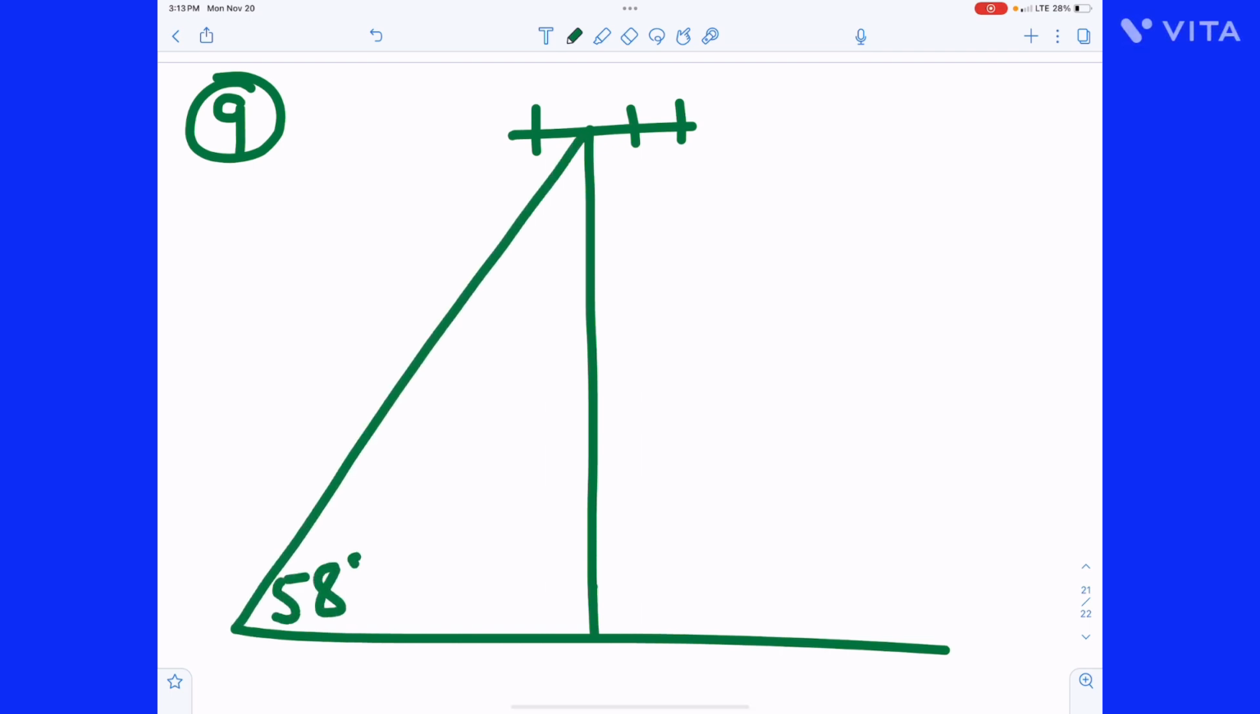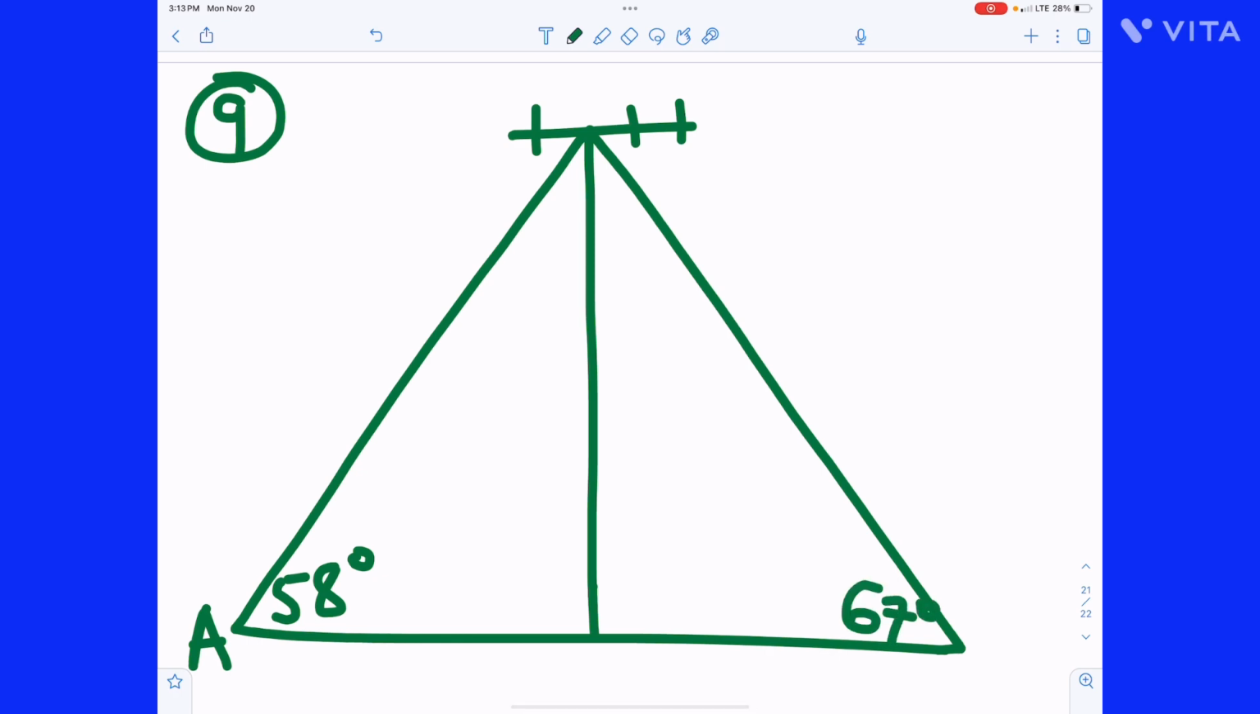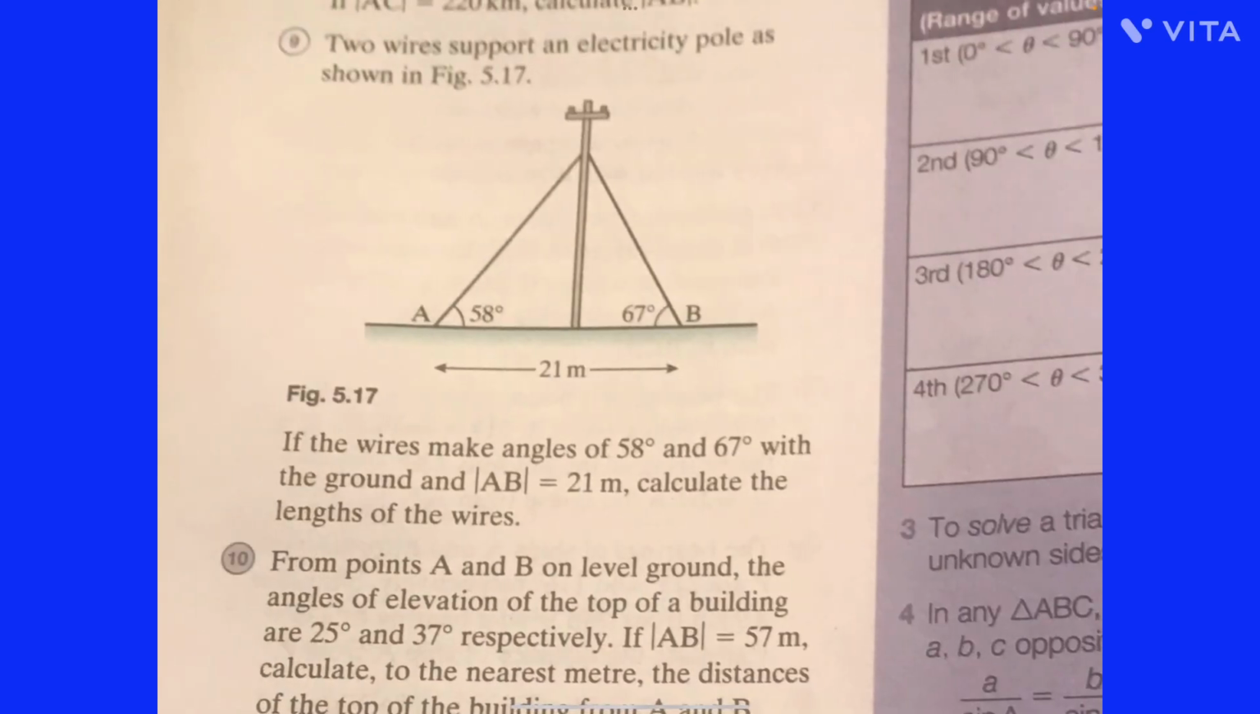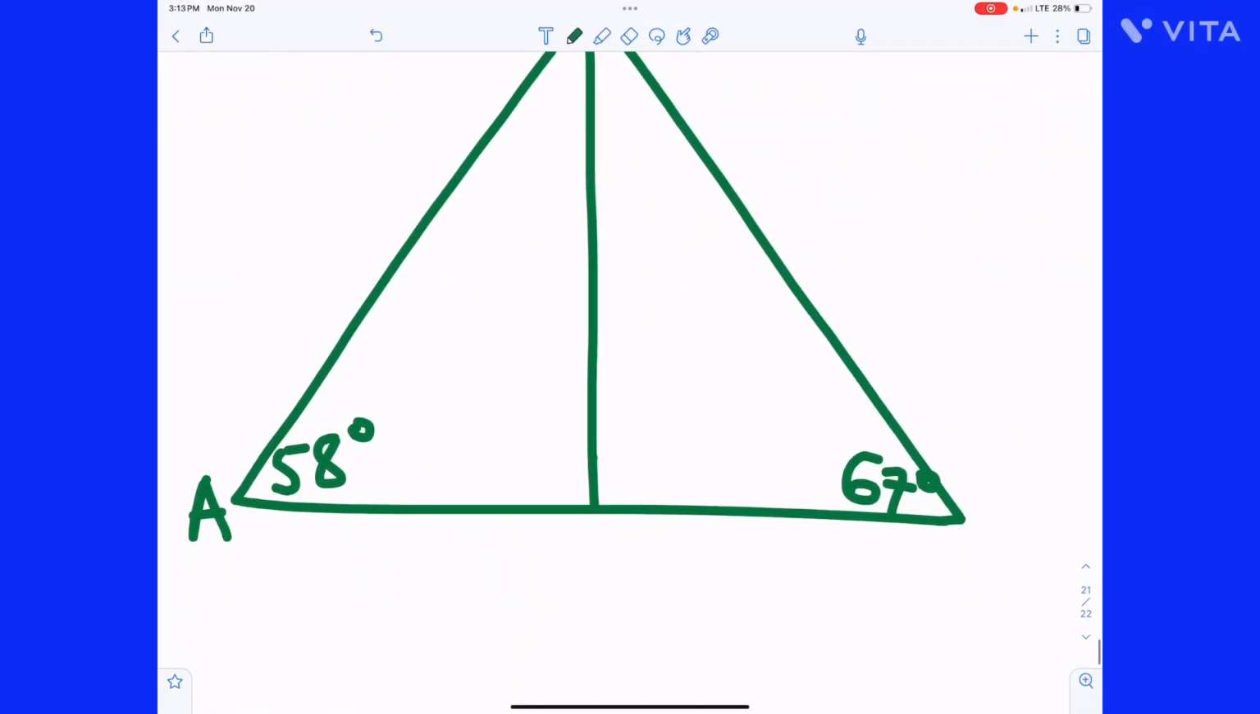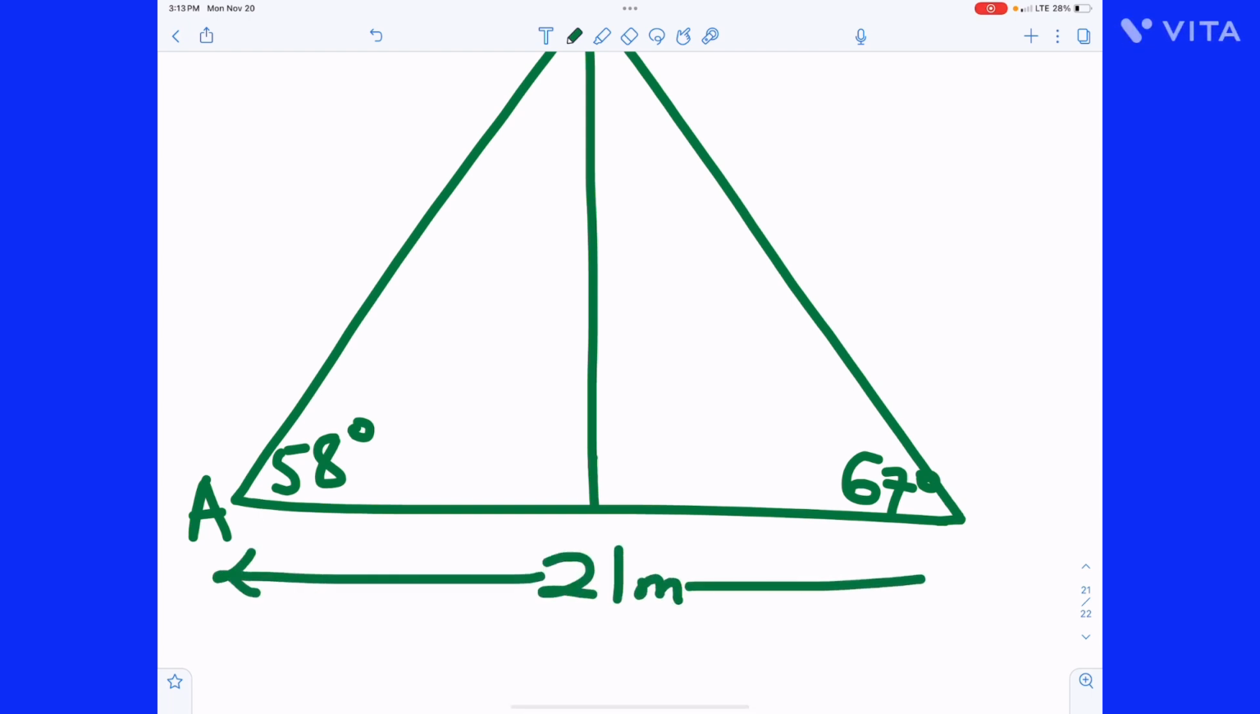Okay, 58 and 67. I'm not drawing that well. Hold on. So 58, 67, and AB is 21 meters. So this distance is 21 meters. Okay, I think those are wires supporting the pole.